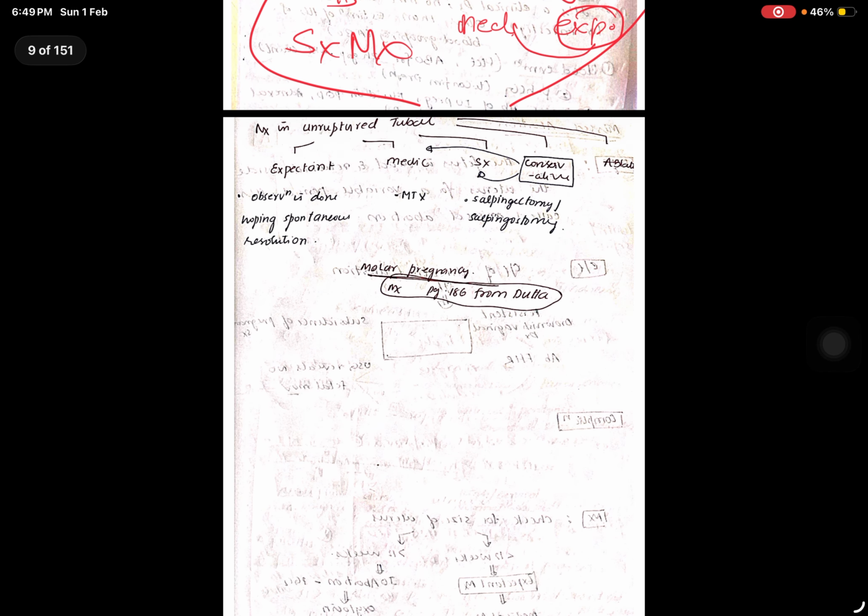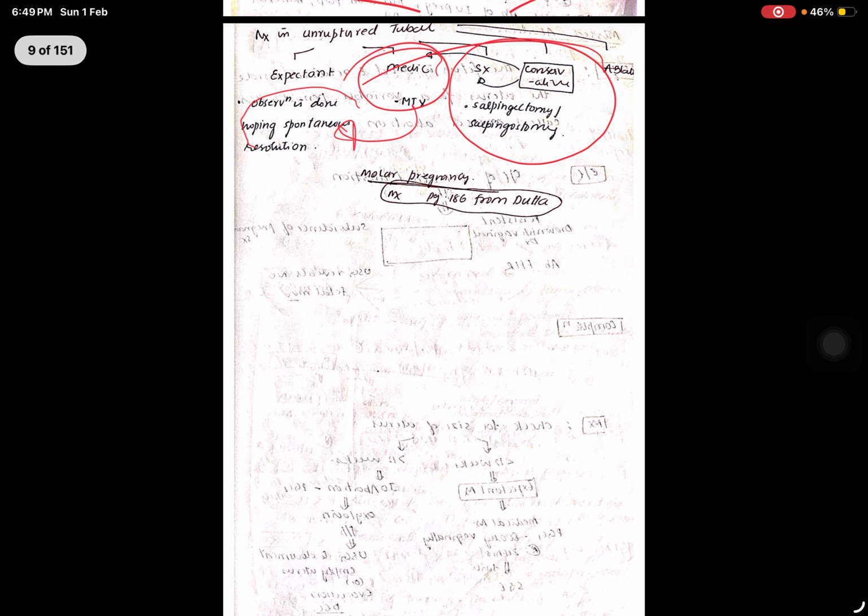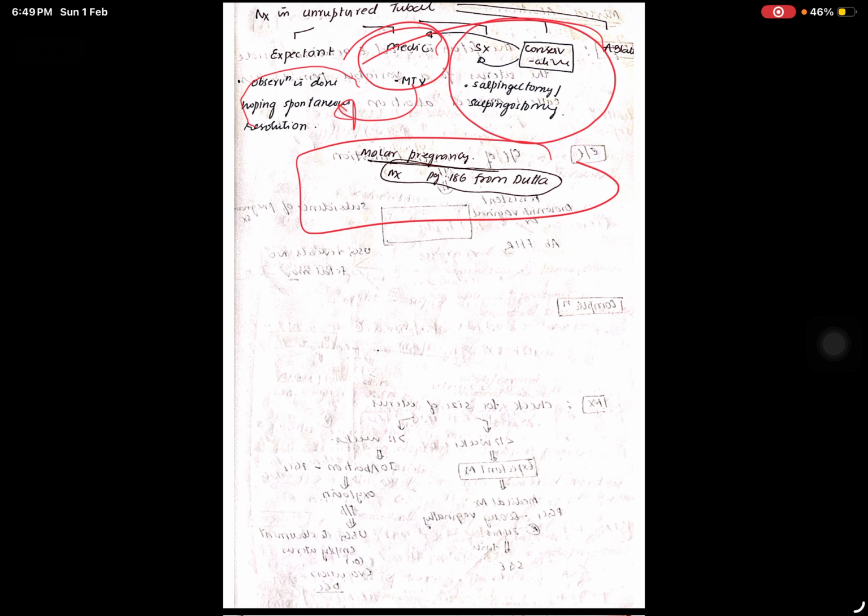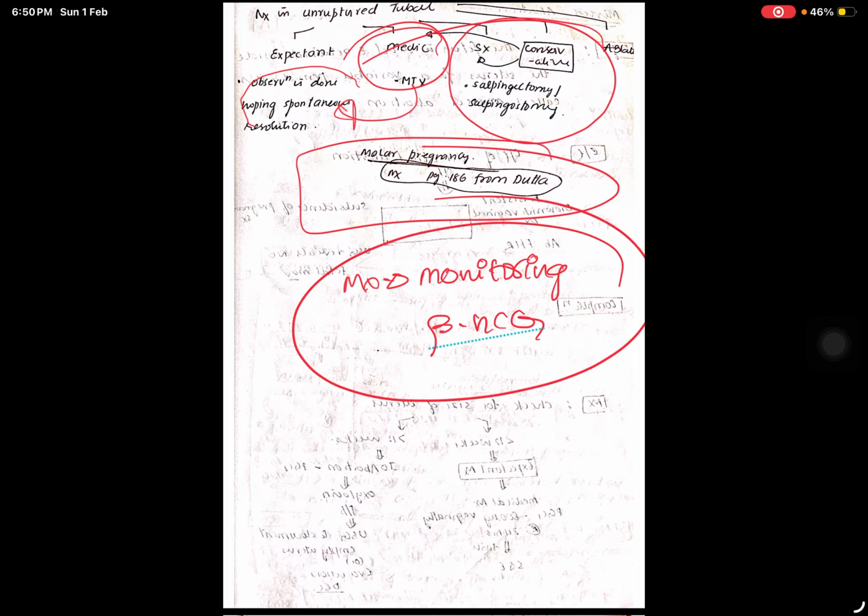So what do you do in an unruptured tubal pregnancy? We'll check whether, after the medical, expectant management can be done, and if not, we'll go with salpingectomy or salpingostomy. Again, molar pregnancy I will explain at the end. Here what you need to do is basically monitoring beta HCG. I'm giving you the core concepts here. At the end we'll revise it all, so that everything is in your head.